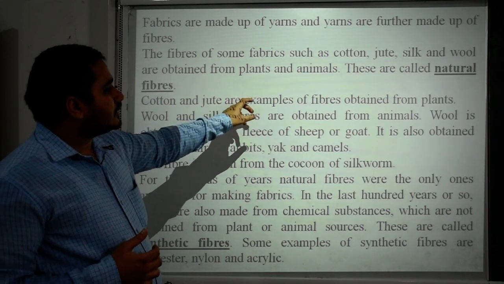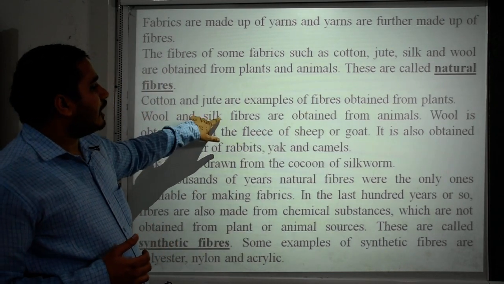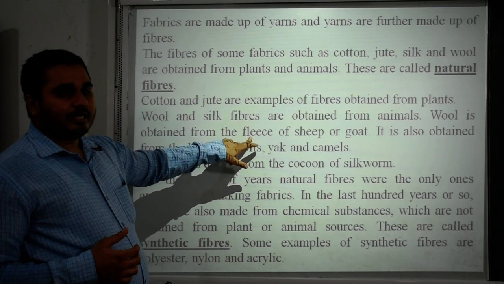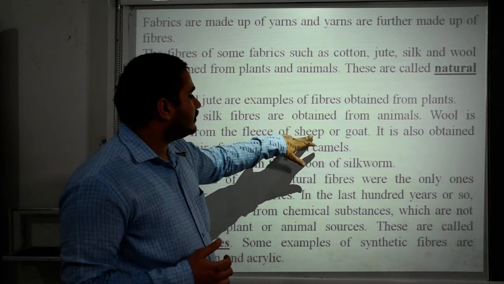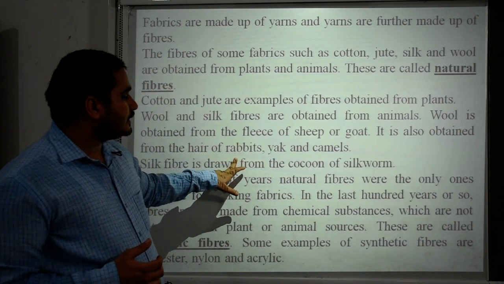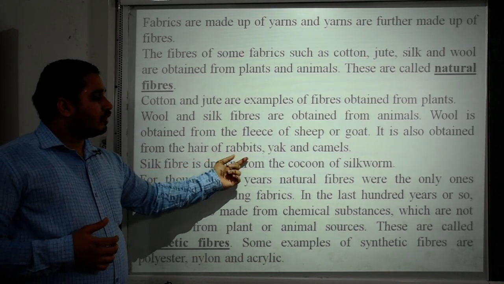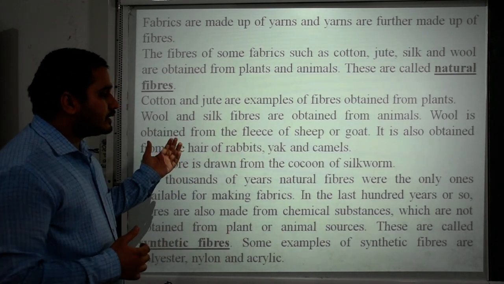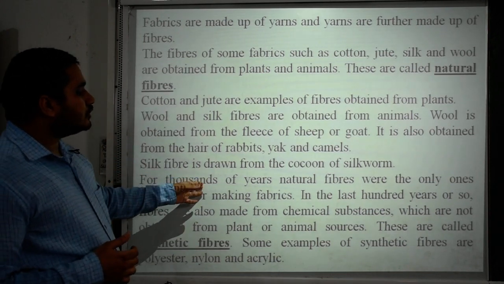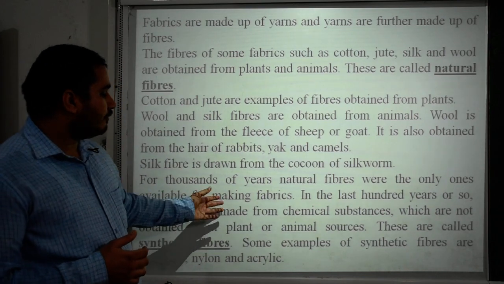Cotton and jute are examples of fibres obtained from plants. Wool and silk fibres are obtained from animals. Wool is obtained from the fleece, that is the skin, of sheep or goat. It is also obtained from the hair of rabbits, yak and camel. Silk fibre is drawn from the cocoon of the silkworm, as we will discuss about all these animals in the next slides also. For thousands of years, natural fibres were the only ones available for making fabrics.